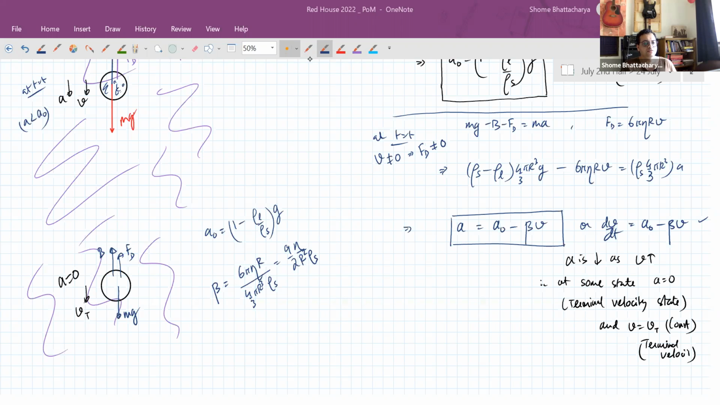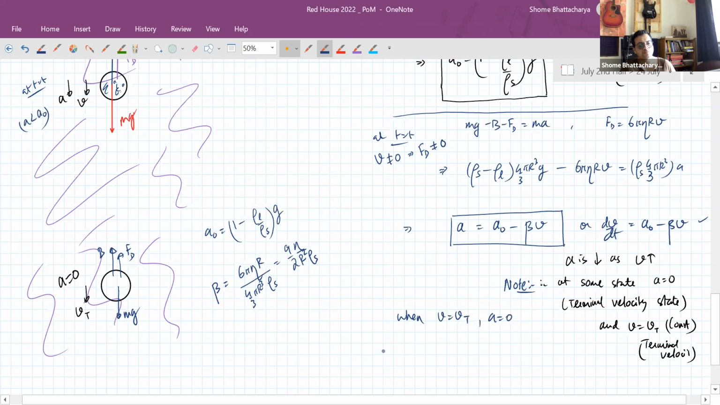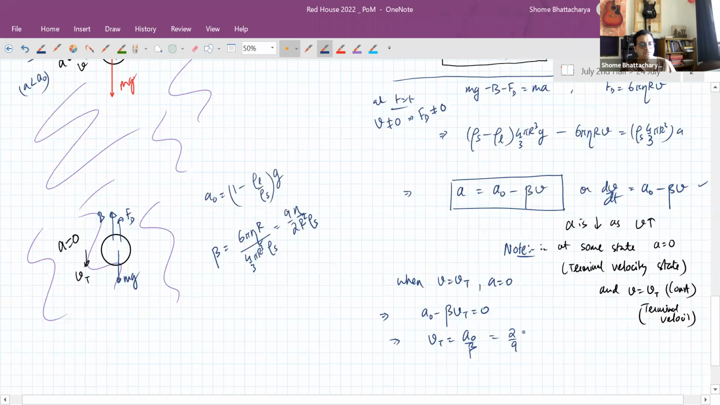So from this itself, we can understand that when v becomes the terminal velocity, acceleration should be 0. So the terminal velocity value is this factor, which when you do the calculation will come out to be 2 by 9 into density of solid minus density of the liquid into r square into g divided by eta.